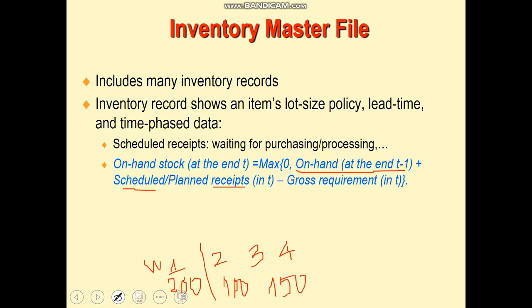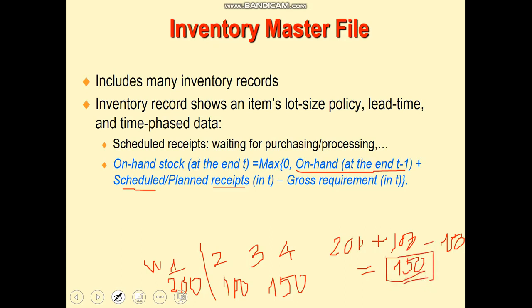So how much is the on-hand stock in week 2? We will calculate it as 200 plus 100 minus 150. So we will have 150. So we see that 150 is larger than 0. So the on-hand stock in week 2 in this case will be equal to 150.